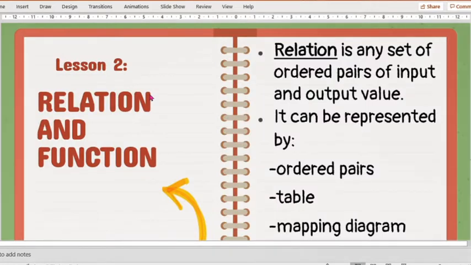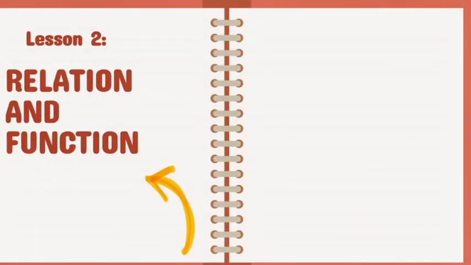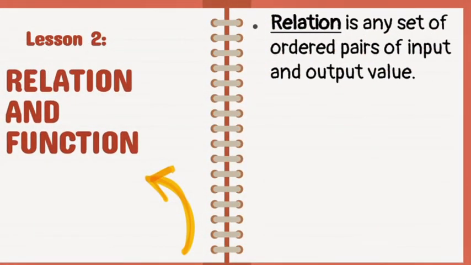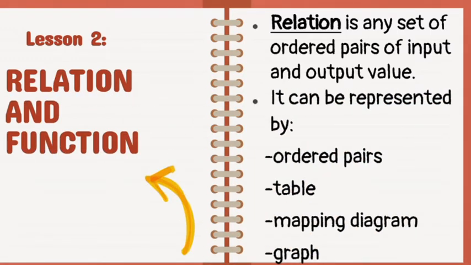Next, let's now proceed to relation. Okay. For lesson 2, we have relation and function. So, when we say relation, this is any set of ordered pairs of input and output value. Again, set siya ng ordered pairs, ha? So, it can be represented by ordered pairs, table, mapping diagram, or graph.